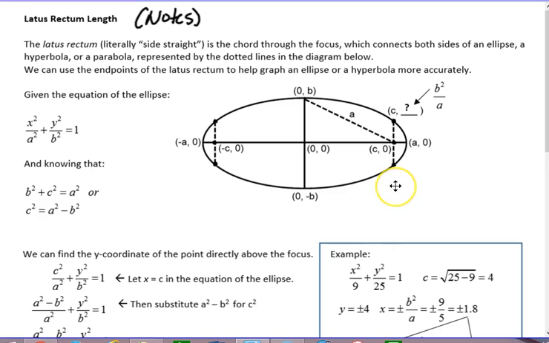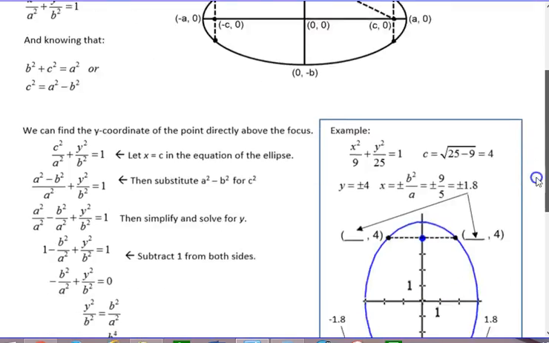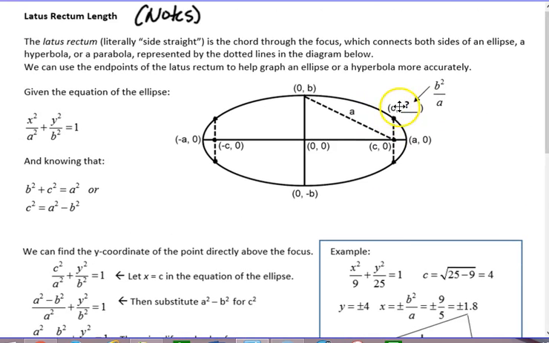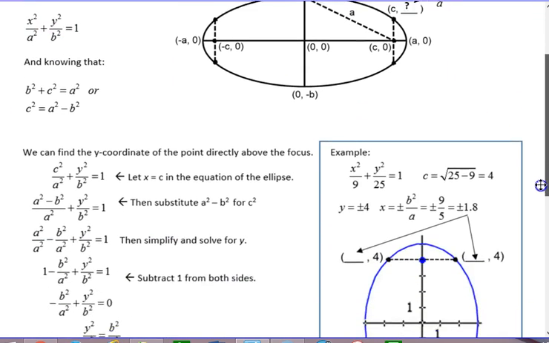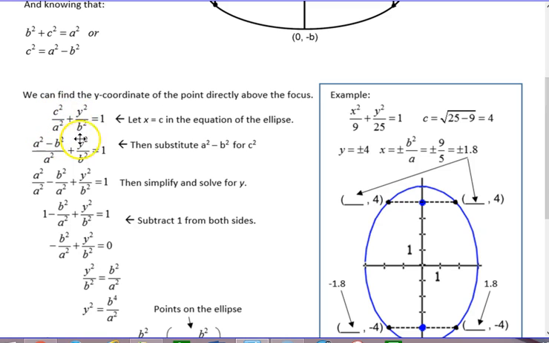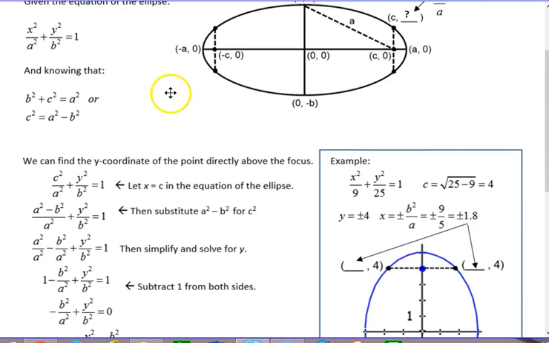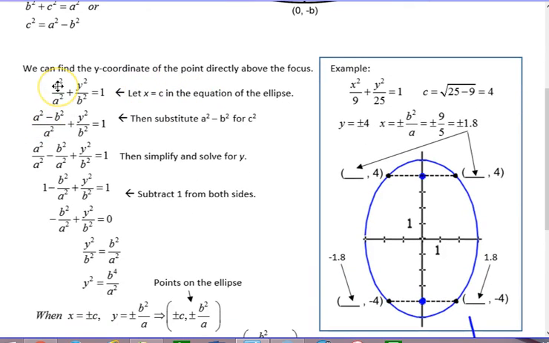I'm going to show you this with an example, but actually, let's just talk about why it's b squared over a, and then we'll go look at an example. So let's say I'm looking at this drawing here, and I'm going to let x equal c in my equation, and then figure out what y would have to be. So if I put c in for x, this would be c squared over a squared plus y squared over b squared equals 1. Secondly, I know that c squared equals a squared minus b squared based on the Pythagorean theorem. Here's my b and my c and my a. So I can substitute a squared minus b squared for c squared in the equation.